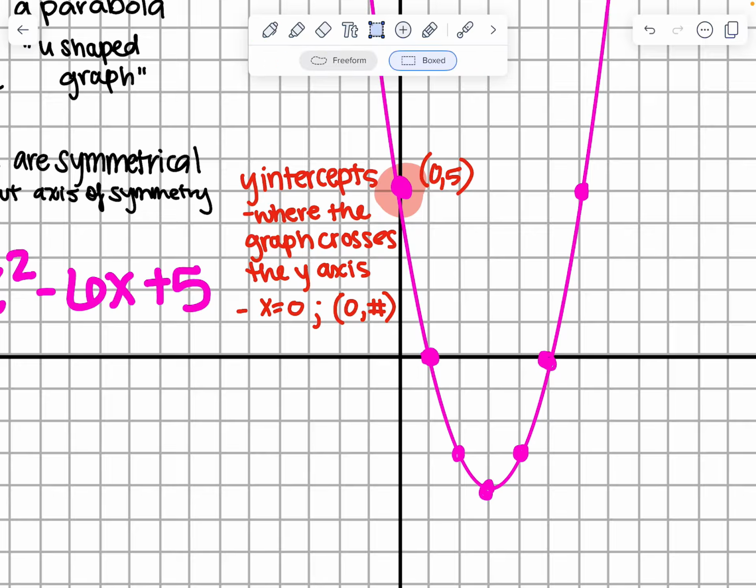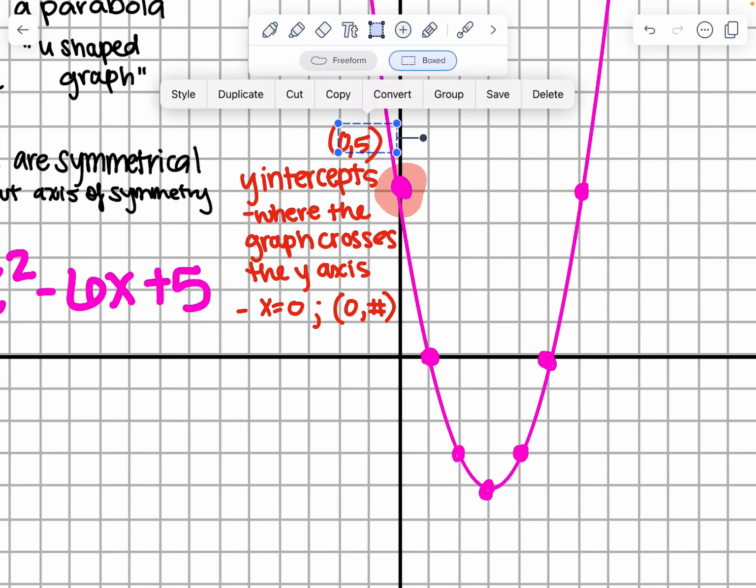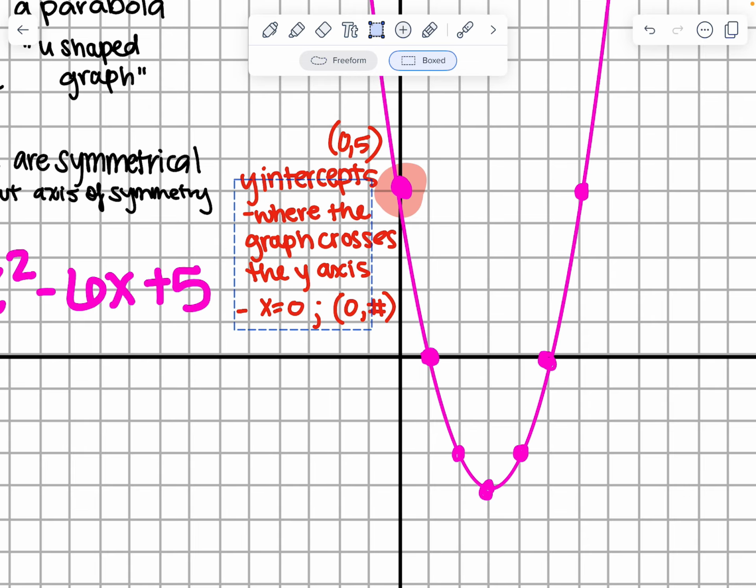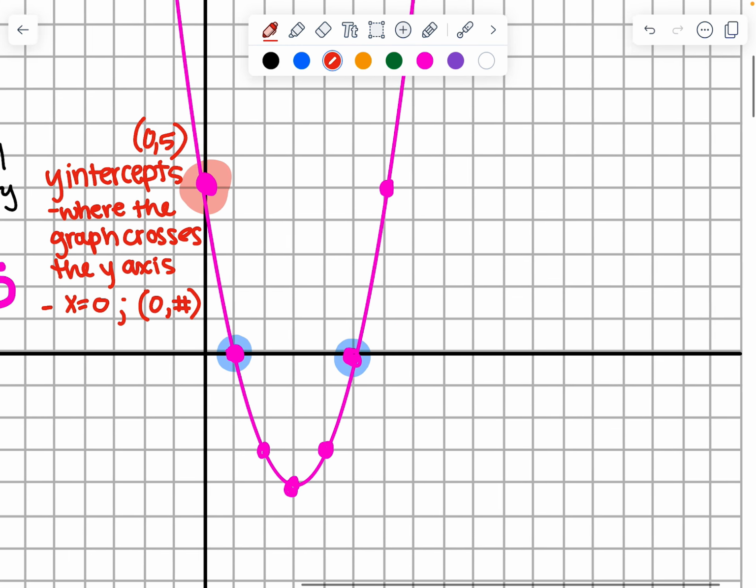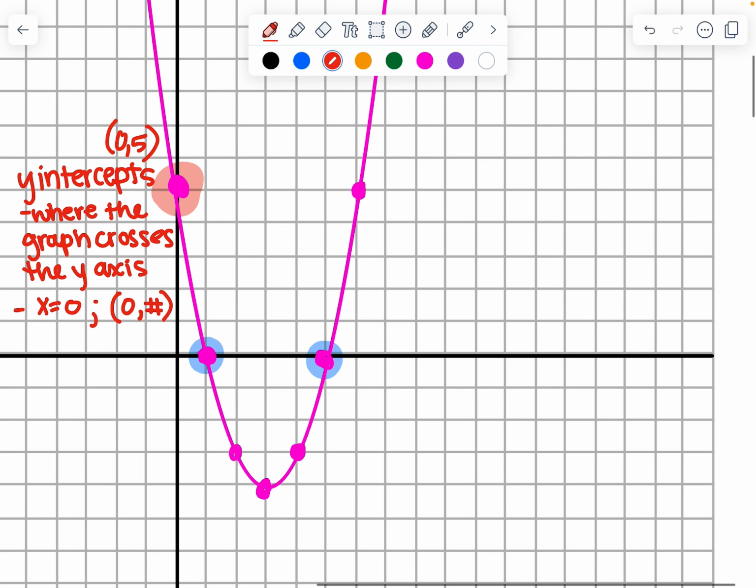Now, we also can see what we call the x-intercepts. I'm going to move that label. Try to make everything fit. Okay. We also see what we have as the x-intercepts. Blue is going to be my color for x-intercepts. So we notice here, these are the 2 points where it crosses the x-axis.